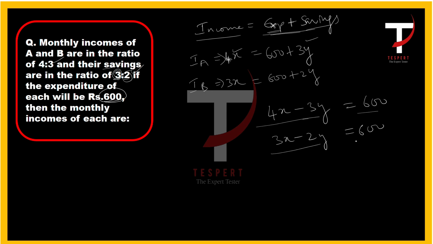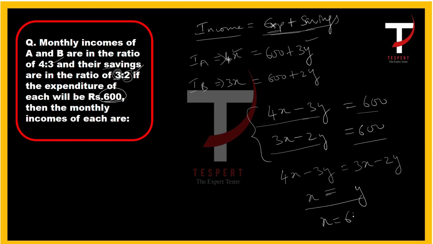So this one is also equal to 600, so we can equate these two values, right? So 4x minus 3y is equal to 3x minus 2y, right? So simplify this. So x is equal to y. So x is equal to y, so x will be equal to 600, right? So what is the income of A here? Income of A 4x and income of B 3x.